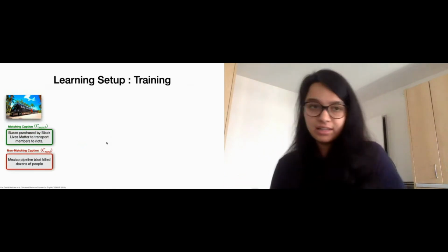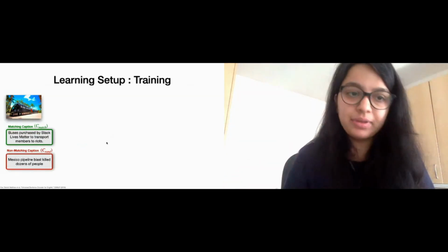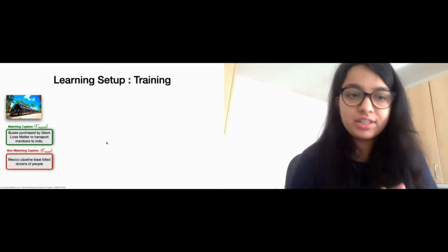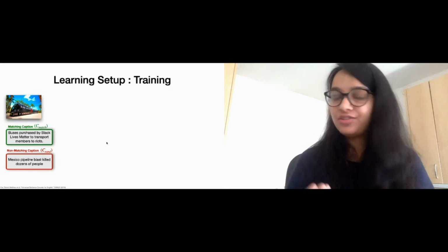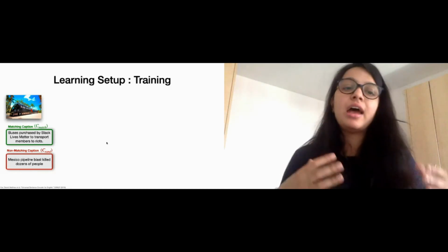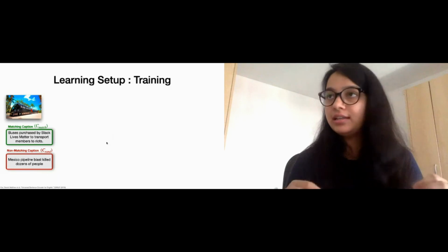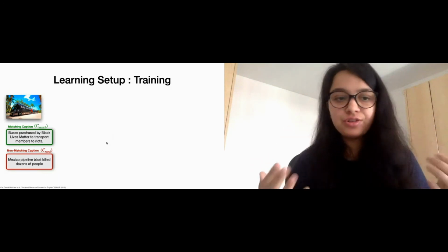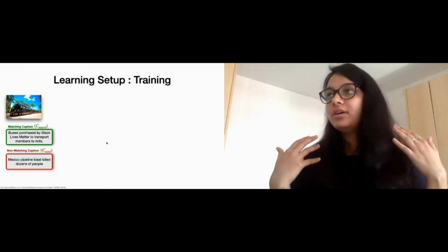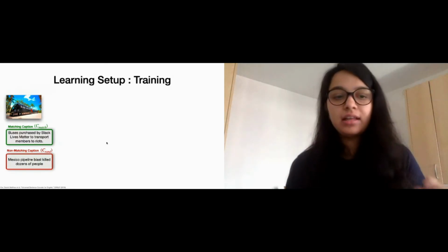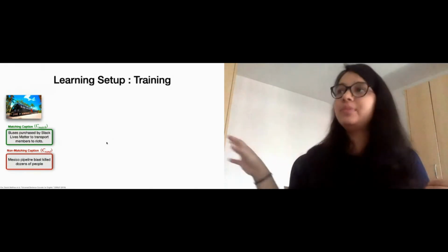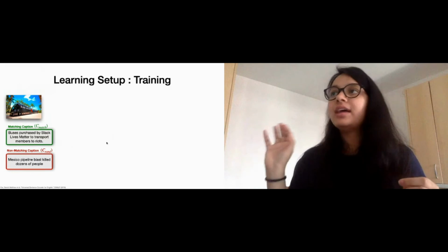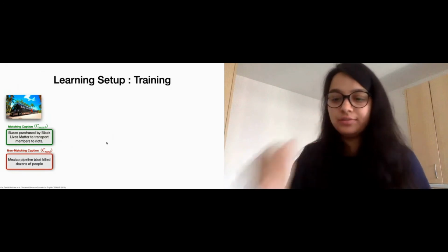The training setup is relatively simple. We take an image and two captions, which we call the matching and non-matching caption. The matching caption is the caption that appeared with the image in some social media post or news article. The non-matching caption is simply a random caption that is not associated with the image.